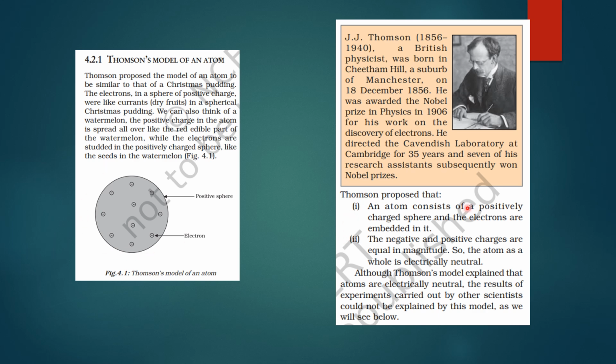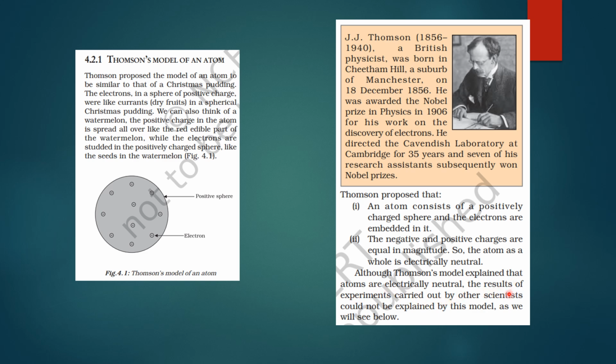So Thomson proposed that first is an atom consists of a positively charged sphere and the electrons are embedded in it. Okay. Second is the negative and positive charges are equal in magnitude. So the atom as a whole is electrically neutral. Right? तो थॉमसन्स मॉडल ने बहुत इंपॉर्टेंट ये चीज एक्सप्लेन की कि एटम्स आर इलेक्ट्रिकली न्यूट्रल.